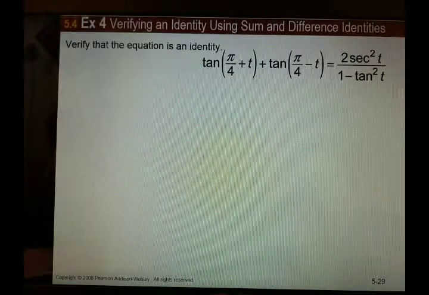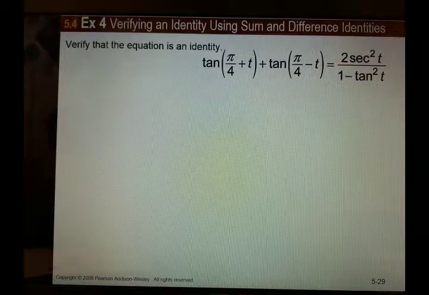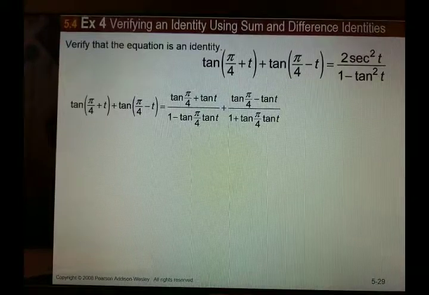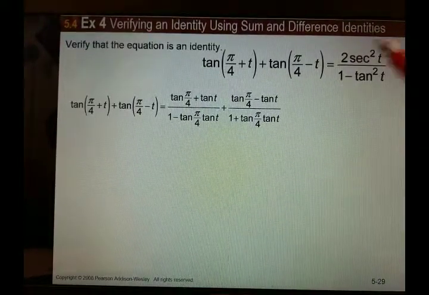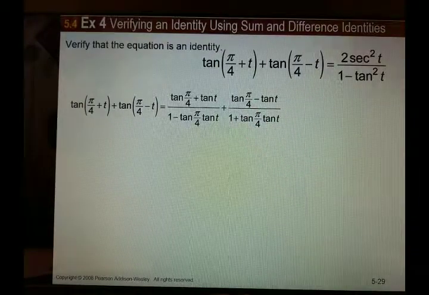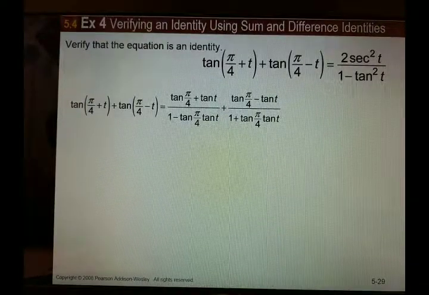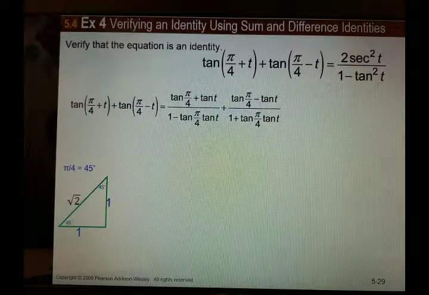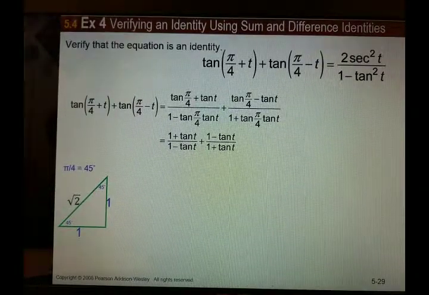All right, verify this identity. On the left-hand side, we're going to start with the tangent of pi fourths plus t. So we're going to go ahead and plug in. The next one was plus the tangent of pi fourths minus t. Now, pi fourths would be equivalent to 45 degrees. The tangent at 45 degrees happens to be 1. So that made that one kind of nice because all the tangent of pi fourths became 1.